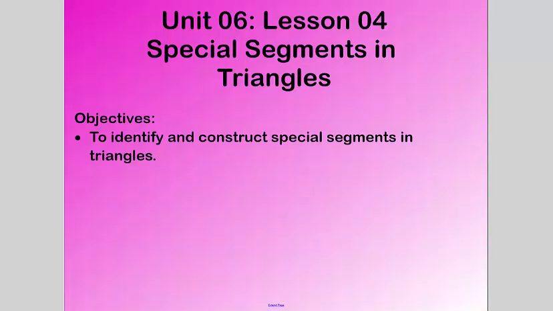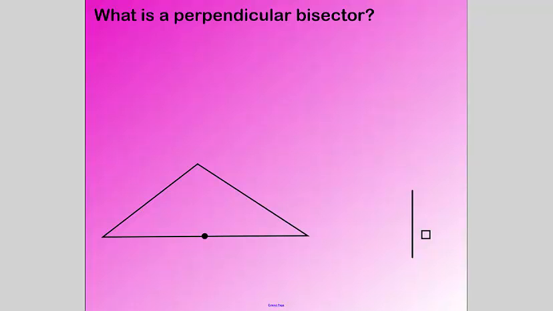This lesson is on the special segments in a triangle. We're just going to focus on identifying them, and we'll construct them next class. So what is a perpendicular bisector?